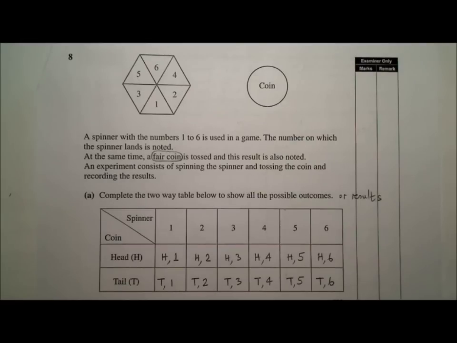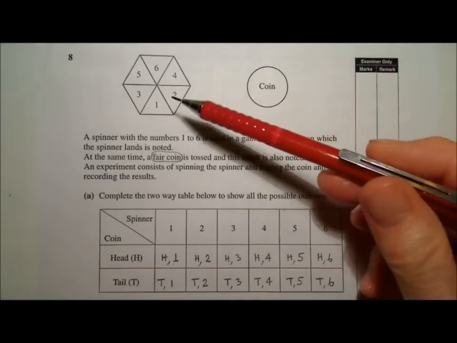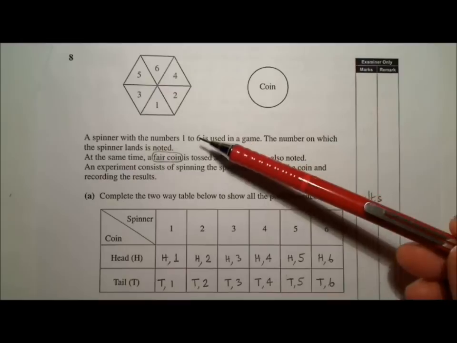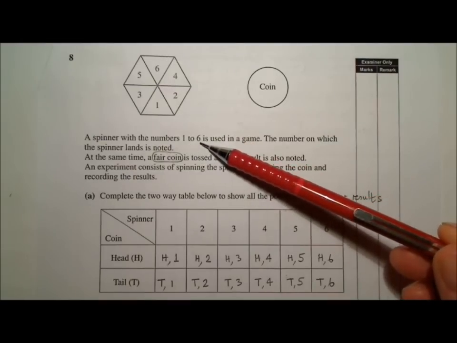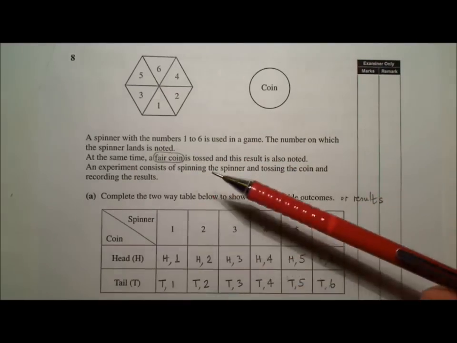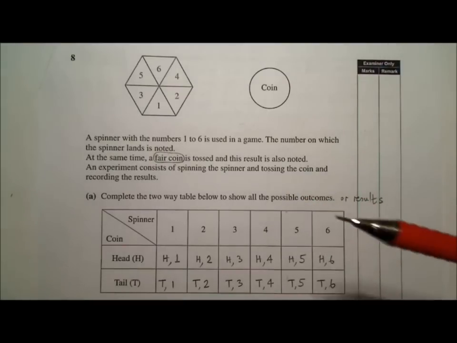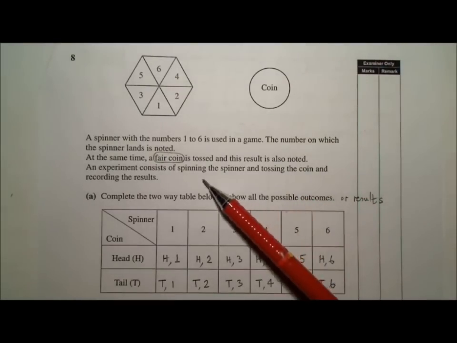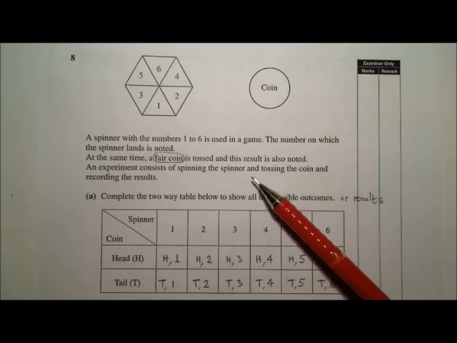Okay, so going through the solution to question 8, we've got a spinner and a coin, and what are they telling us? Spinners from numbers 1 to 6. The coin is a fair coin. That means it isn't biased. It will have an equal chance of falling on heads or tails. And they toss the coin and spin the spinner, and they want you to complete this.